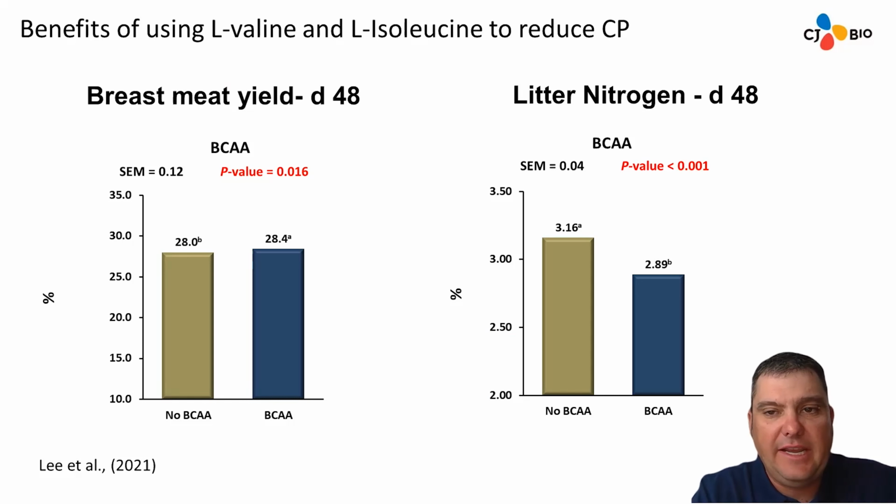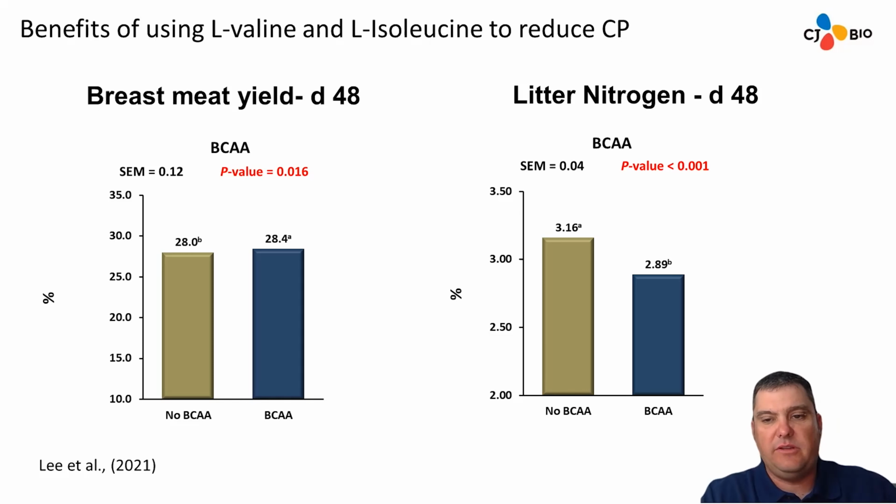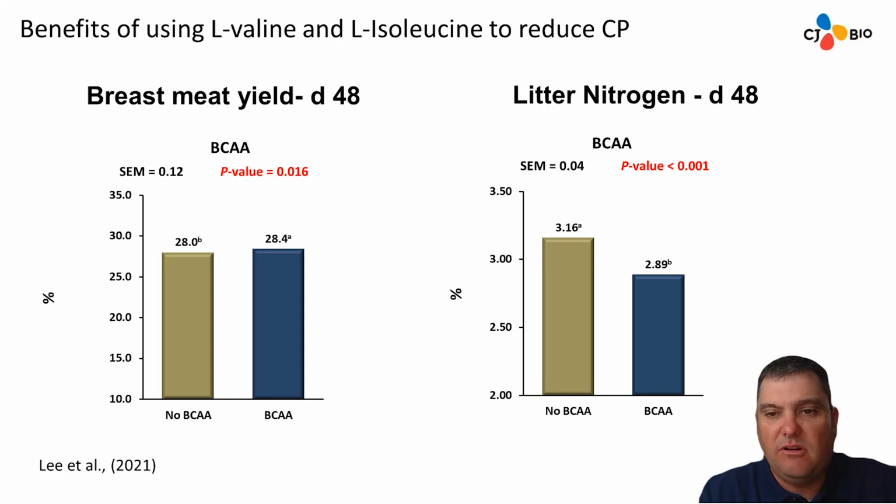This study was for 48 days, and two of the interesting observations were that the birds consumed slightly more feed, so we had a little bit of an increase in feed intake. Feed efficiency was equivalent between the two treatments. However, the slight increase in feed intake and the slight numerical, not statistical, improvement in feed efficiency allowed us increased breast meat yield. We saw a 0.4% increase in breast meat yield compared to the control feed. Additionally, we saw significant reductions in litter nitrogen, as you would expect.